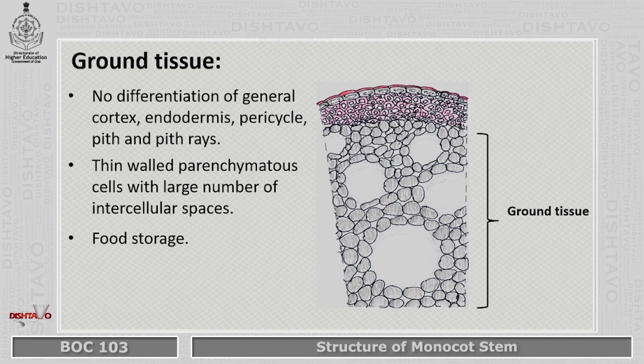This is one of the striking differences that we see between a monocot stem and a dicot stem. In case of dicot stem, there was clear, distinct general cortex, endodermis, pericycle, pith and pith rays, which we don't see in this monocot stem. The cells are thin-walled, parenchymatous cells with large number of intercellular spaces. The main function of this ground tissue is storage of food.